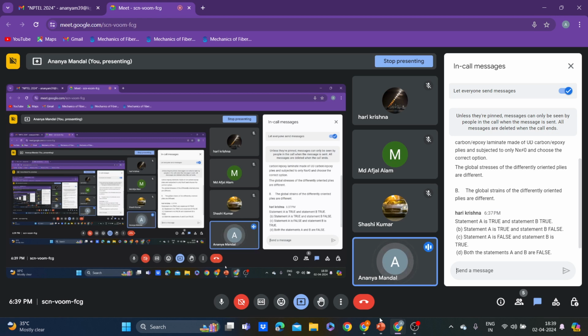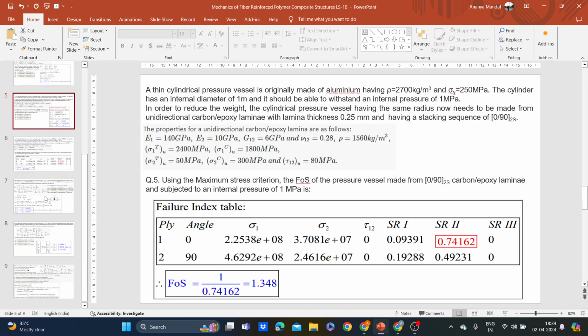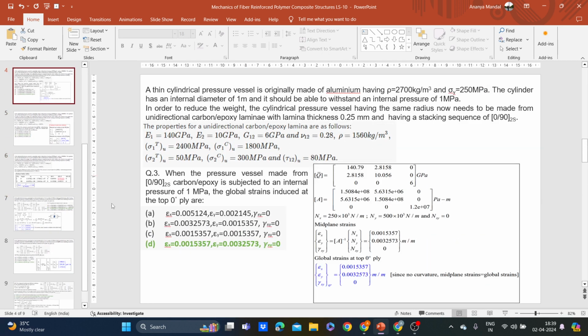Like the questions we solved today also, we found out the strain values. Like in this question, you see the mid-plane strain value we got, and the global strain is equal to the mid-plane strain since there is no curvature. So whenever there is no curvature, the mid-plane strain will be equal to the global strain, and the global strain will be the same for all the plies. As you are not changing the global strain with respect to the angle, it is remaining the same.